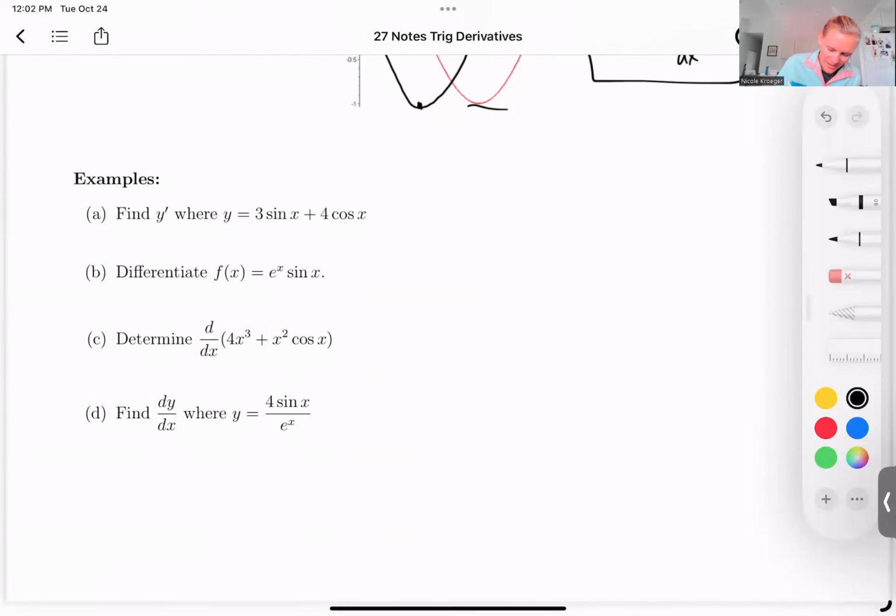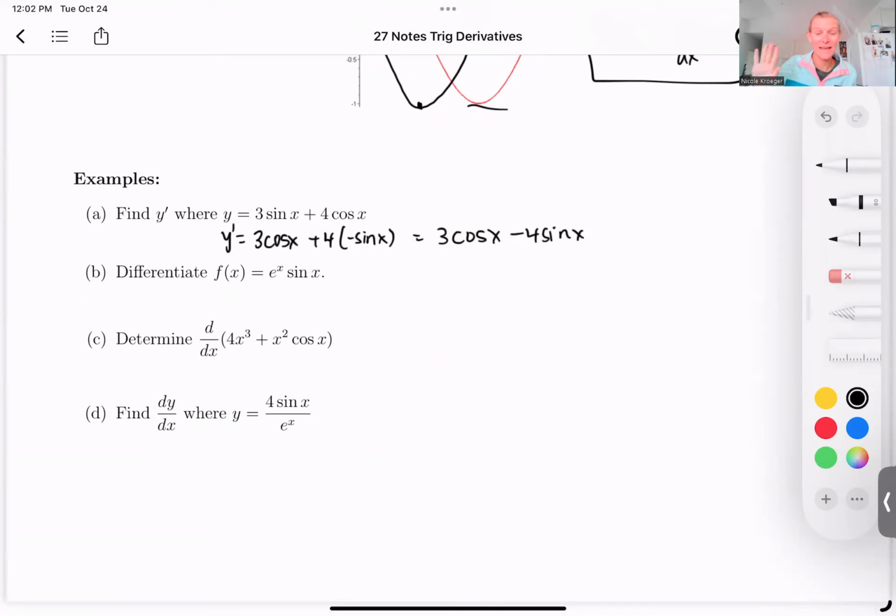So if I have 3 times sine, I just keep the 3 and I take the derivative of sine. So the derivative of sine is cosine. So I'm going to have 3 cosine. I keep the 4. The derivative of cosine is negative sine of x. So we could write this as 3 cosine x minus 4 sine of x.